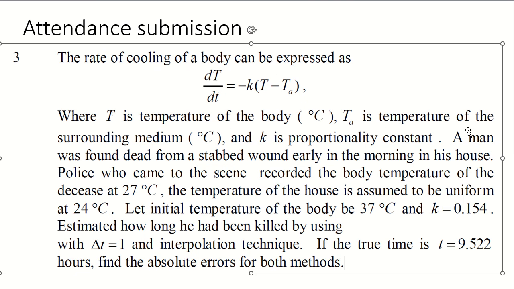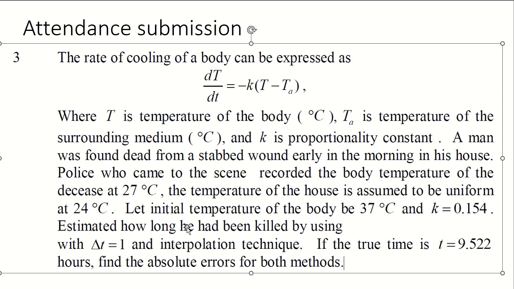And then if you read here, first you have a T, you have a TA. TA is the surrounding temperature, and then you have a constant K. Then somebody died, and the police came and got the body temperature of 27. The temperature of the house is also assumed to be 24, so you know that TA is 24. And then the initial temperature is given. So apparently this is an initial value problem, because the initial value is given and there is no boundary value given. So you know that the initial value is 37. K is also given, so you can substitute that into the equation.